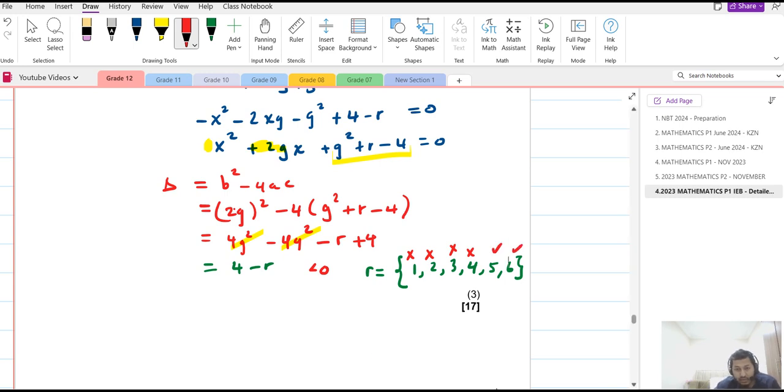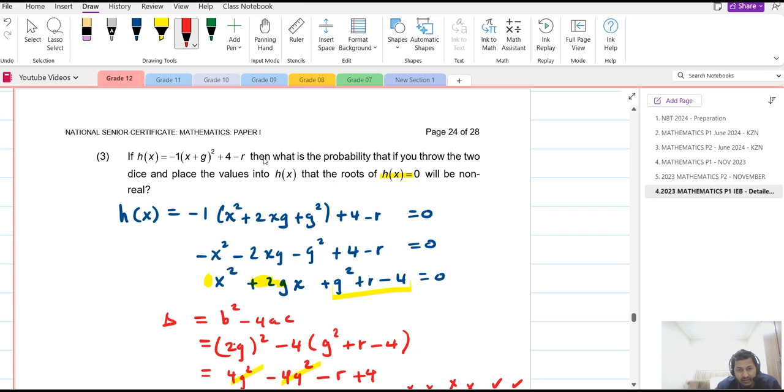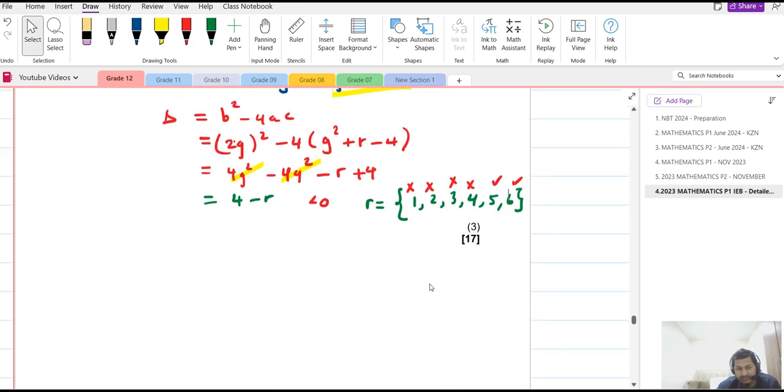So what do they want? Then what is the probability that if you throw the two dice and place the values into h of x, that the roots of h of x equals 0 will be non-real? Right, so the values that I can choose are just 2 out of 6. So the probability is 2 out of 6, which is equal to 1/3. I hope you guys understood that.